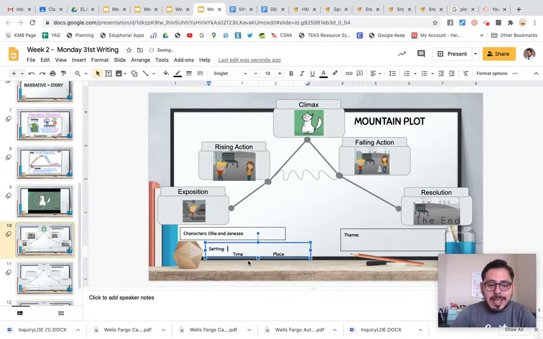I'm sorry, this is time. So I should write in the afternoon. It kind of looked like the afternoon, so I'm going to write afternoon. Sometimes it's not super clear, and that's okay. And then the place was a park. And then here's how it happened.